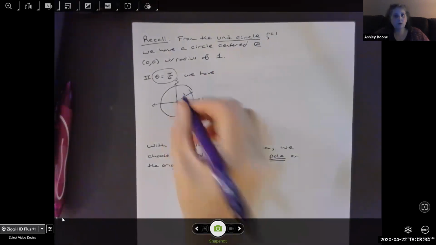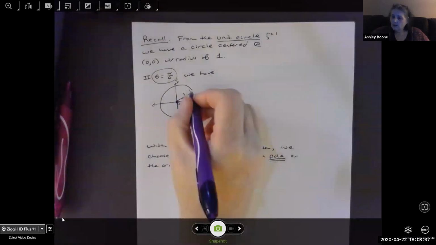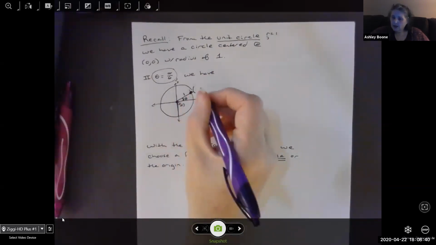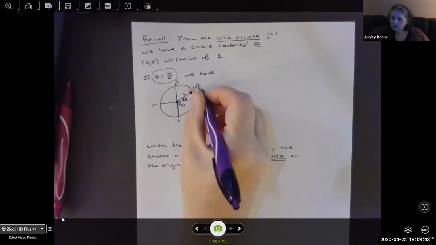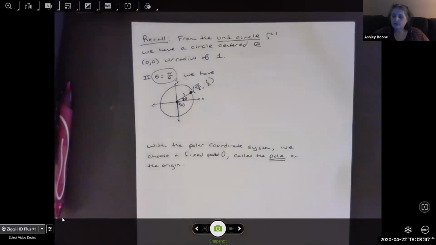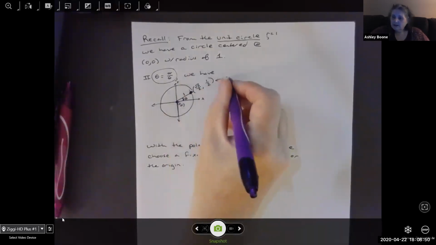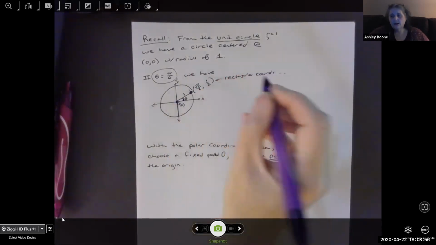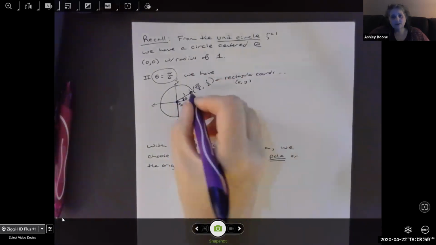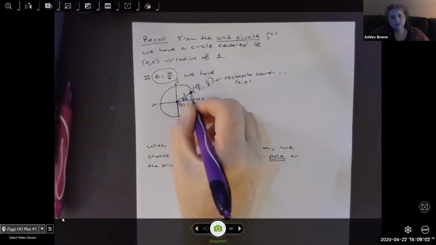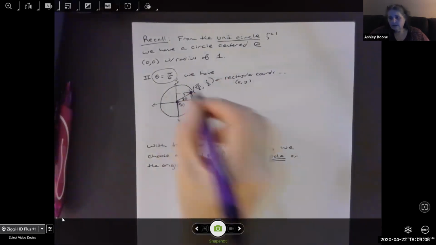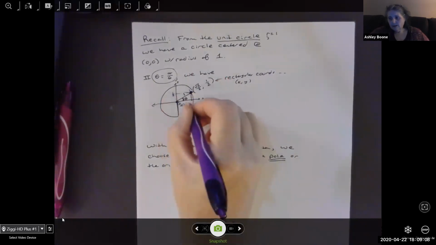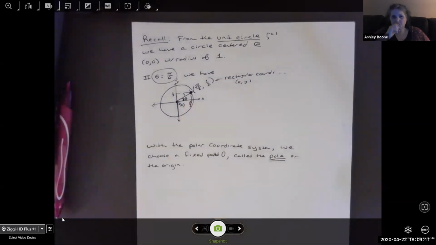Okay, we have a radius of 1. And what do we know from the unit circle? We know that the point that lies on the unit circle has an x value of the square root of 3 over 2 and a y value of 1/2. This point is a rectangular coordinate. Okay, it's in the form x and y. Our x value is here. Our y value is here. There's the 1/2 for the y. Here's the root 3 over 2, which is the x. So those are our rectangular coordinates.